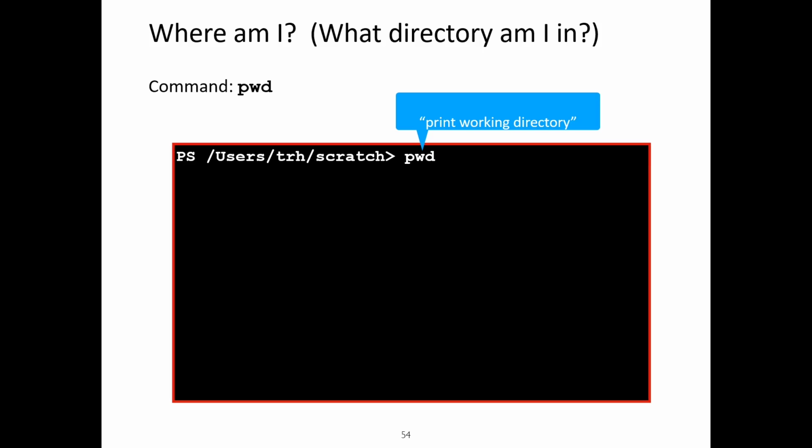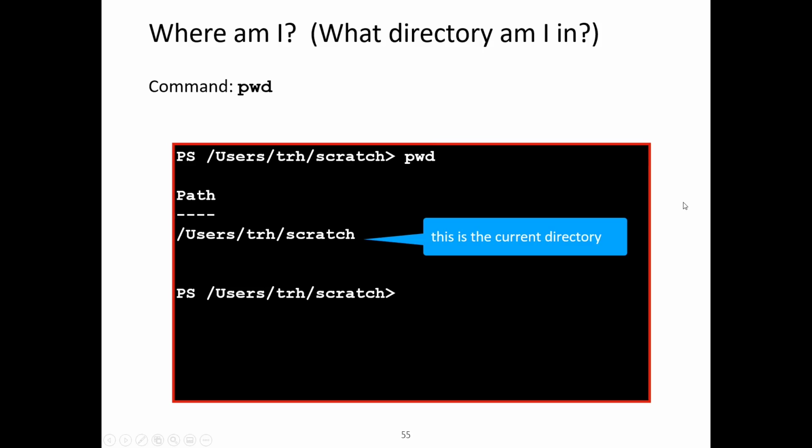So the first command I want to talk about is pwd. This is going to tell me where I am. It stands for print working directory. So when I run this, it's going to just print out exactly where I am. Now check out my prompt right here. ps/users trh scratch. This prompt already contains the name of the directory. That's pretty common. PowerShell does that by default. The bash prompt on the CSL machines does not, so pwd can be very valuable.